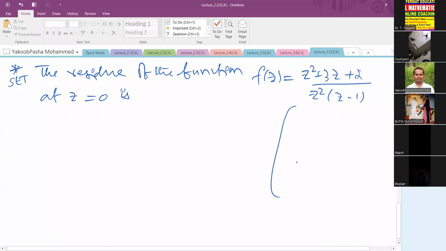We have options here. Option 1 is 0. Option 2 is minus 1. Option 3 is minus 5. Option 4 is minus 2. Okay. Now we have to calculate. We are given already z equal to 0. We have to calculate the residue at z equal to 0.